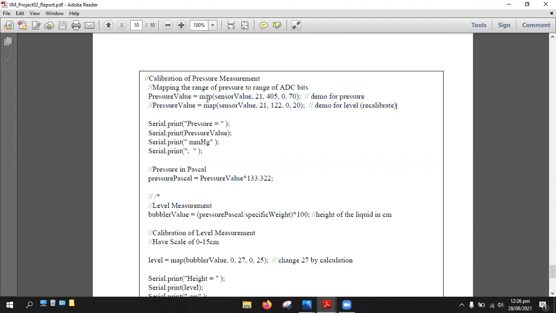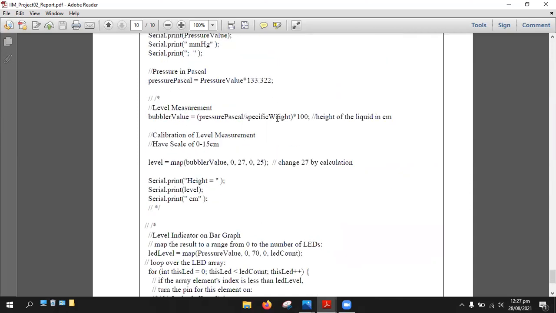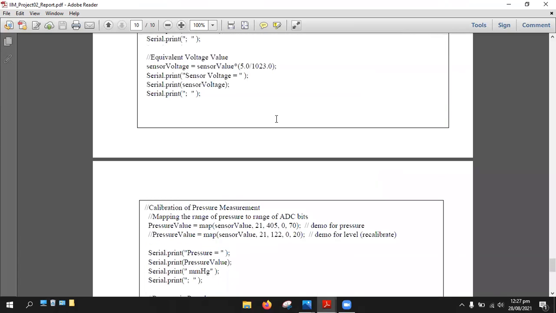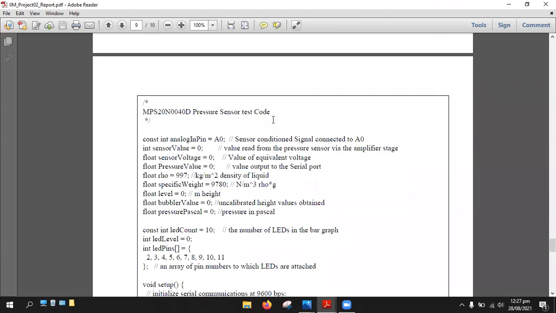For calibration, we use the map built-in function of the Arduino, which basically maps the first two values given in the second and third arguments to the last two values given in the fourth and fifth arguments. So these values are rescaled to these values to finally give us the output. Again, I won't be going into the details of this code, as I have attached it with this report for the reader to go through.